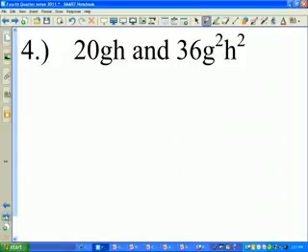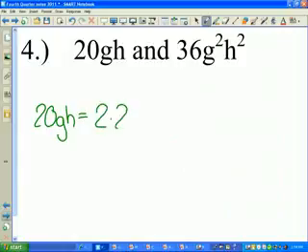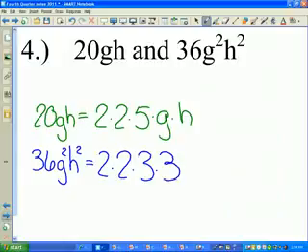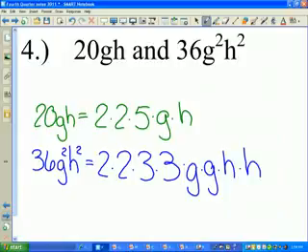So it's 20gh and 36g squared h squared. So think of your numbers. If I break it down, I'll have 2 times 2 times 5 times g times h. If I break down 36g squared h squared, I'll have 2 times 2 times 3 times 3 times g times h times h. So remember, 2 times 2 is 4, 3 times 3 is 9, and 4 times 9 is my 36.